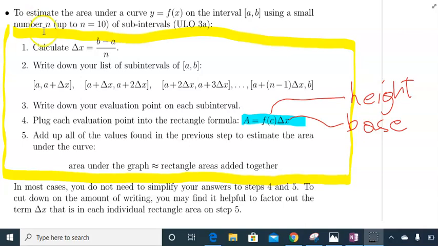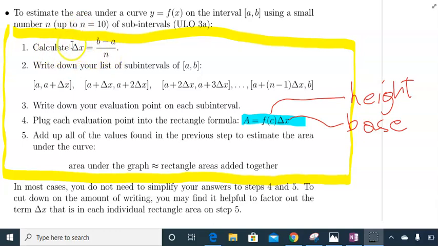Hello everyone. In this lesson, we want to estimate the area of a curve using small rectangles, no more than 10. So the curve will be y equals f of x on the closed interval AB. And these are the steps that we will use.